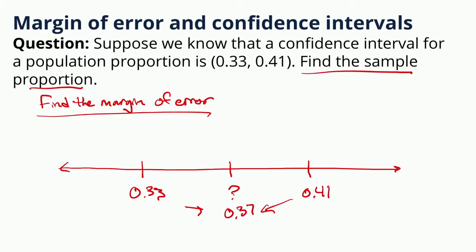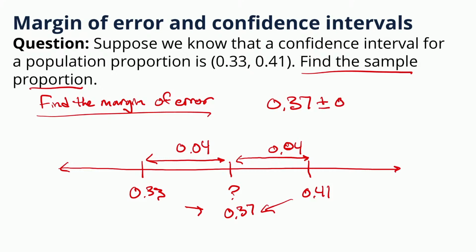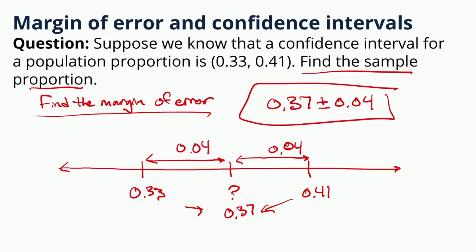Sorry, I had the wrong thing in my mind. Very nice. It's 0.04. So it's the distance. You pick either of these intervals. They're going to be the same. So 0.04, 0.04. So the margin of error is 0.04. The way we might summarize this is like this. So you have point estimate, margin of error. All comes together.